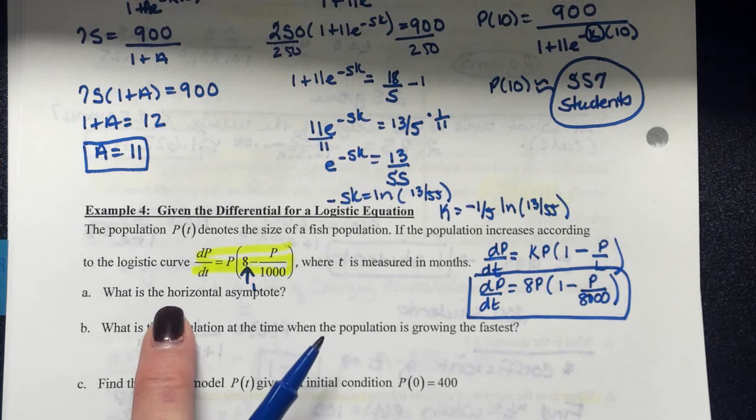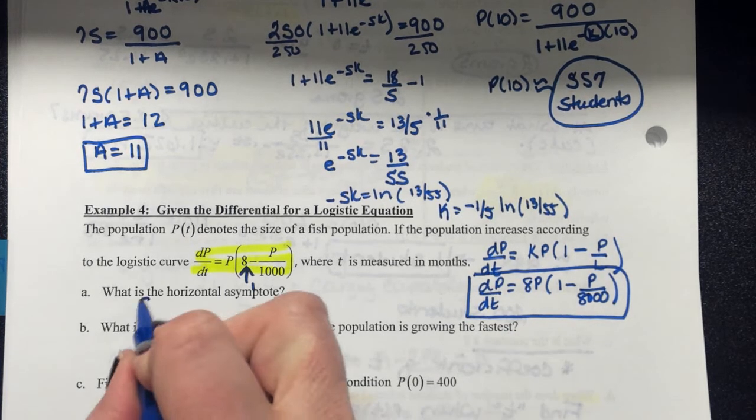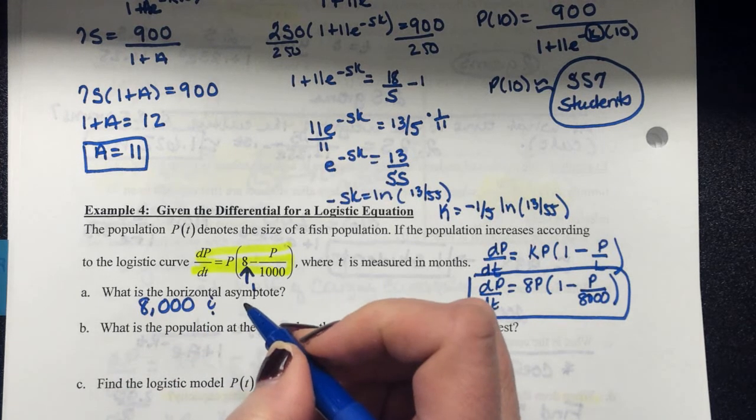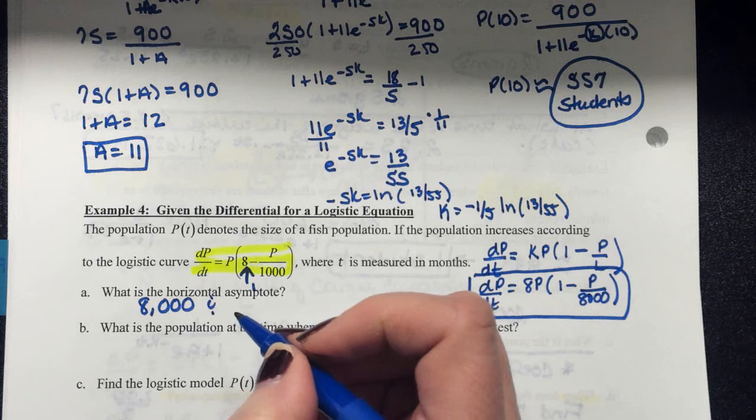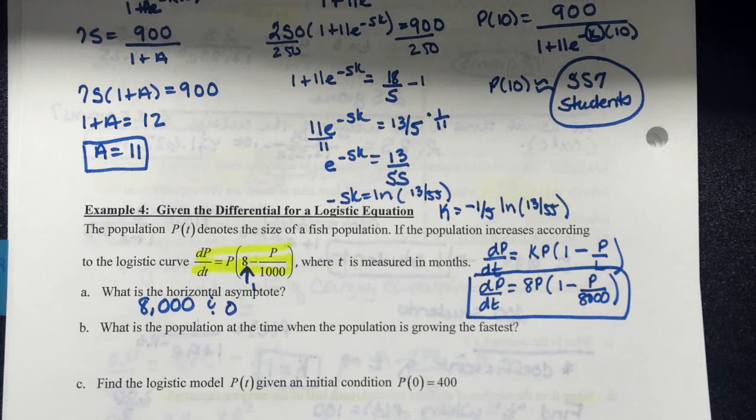So it's asking you what is the horizontal asymptote. What is the horizontal asymptote for this particular logistic model? 8,000. Is there another one? Look at the graph I did on the board at the very beginning of class. It's a trick question: 0. Students often forget about the 0. Remember, logistic curves resemble an exponential function in the beginning. So when they ask you about horizontal asymptotes, there are 2.